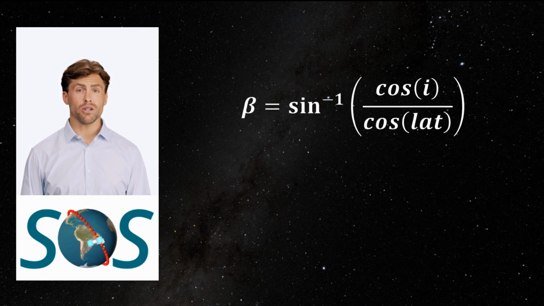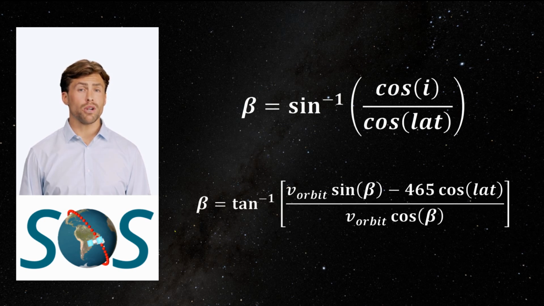In this equation, beta is the launch azimuth required, I is the desired orbit inclination, and LAT is the launch location's latitude. If you want to be more precise and include Earth's rotation, you must use the equation I now show where we use launch azimuth from the previous equation to find a more accurate value that includes the effects of Earth rotation.